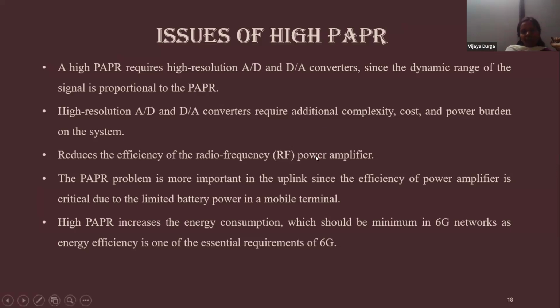So what is the problem? If high PAPR is there, what are the problems mainly? A high PAPR requires high resolution A to D and D to A converters. This is mandatory in communication because the entire world is analog in nature. We need to convert an analog signal to a digital signal, and then at the receiver you need to again convert the digital signal back to analog. So ADC and DAC converters are mandatory. If you go for high resolution, definitely the complexity is high and the overhead is also high.